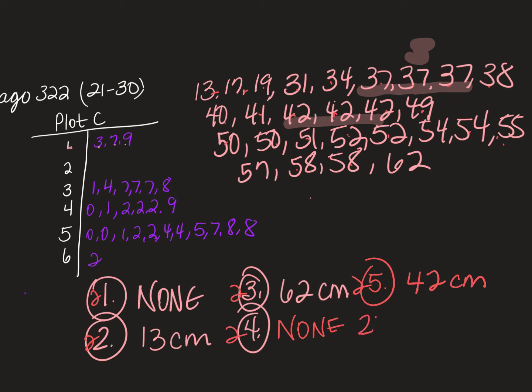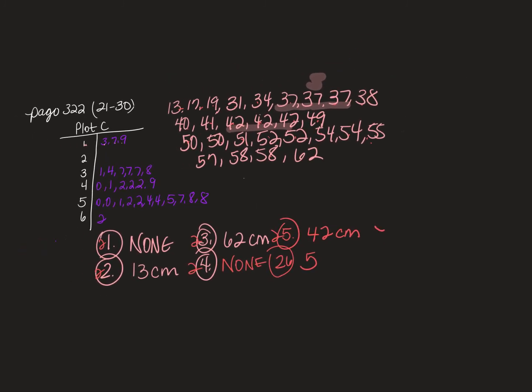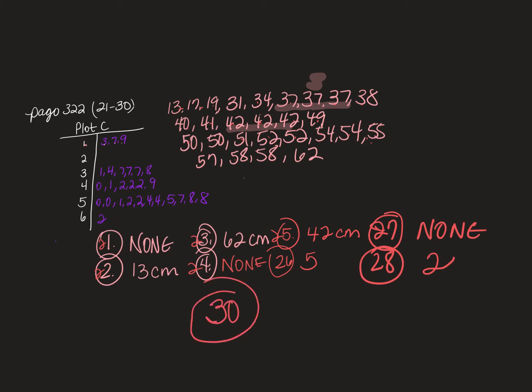All right, number 6. How many plants were less than 35 centimeters tall? 5. Number 7. How many plants were more than 65? None. Number 8. How many plants were 58 centimeters tall? 2.